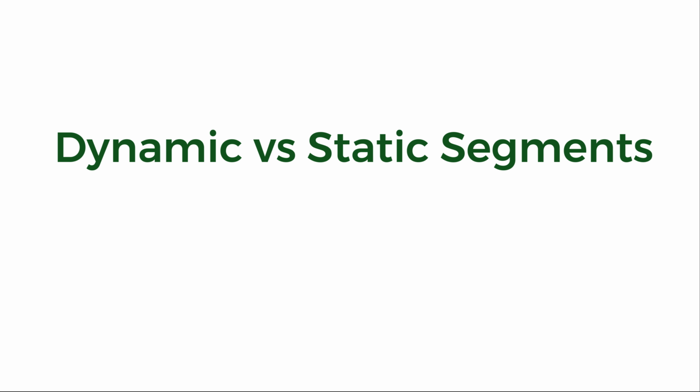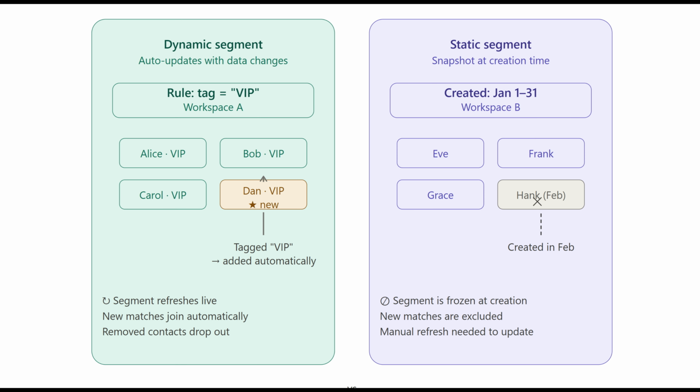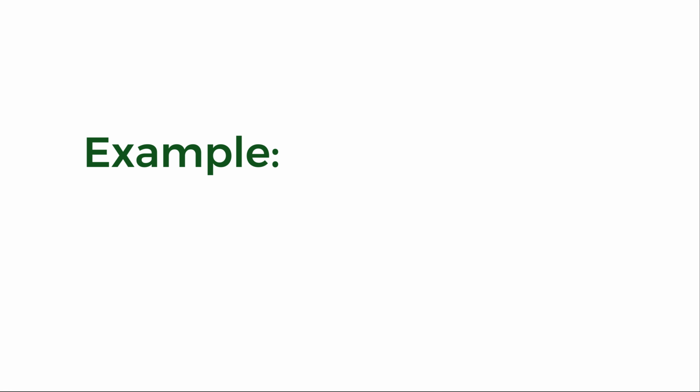Now, let's look at dynamic and static segments. A dynamic segment updates automatically when contact data changes. For example, all contacts tagged VIP in a workspace. If a new contact gets that tag, they are added automatically. A static segment is fixed. It only includes contacts that match the criteria at the time it was created. New contacts won't be added later.